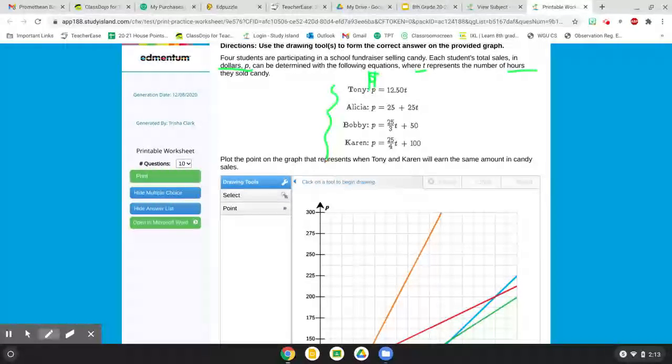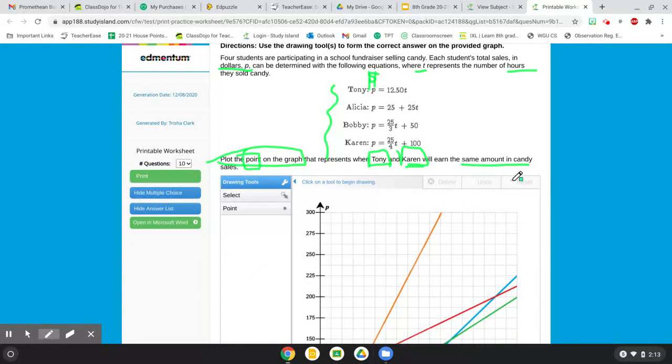It says plot the point on the graph that represents when Tony and Karen will earn the same amount in candy sales. So it's only wanting a point. It's not wanting anything else besides a point. If they're earning the same amount, that's when those two lines are crossing. So we need to figure out where Tony is and where Karen is, and see where they cross on the graph.